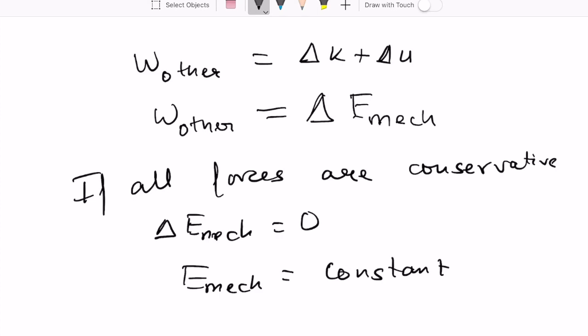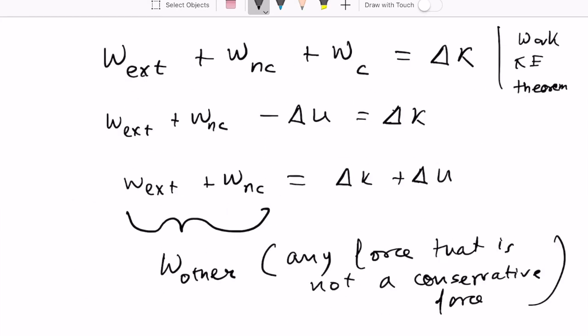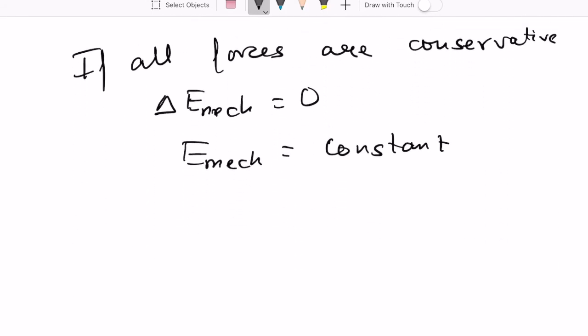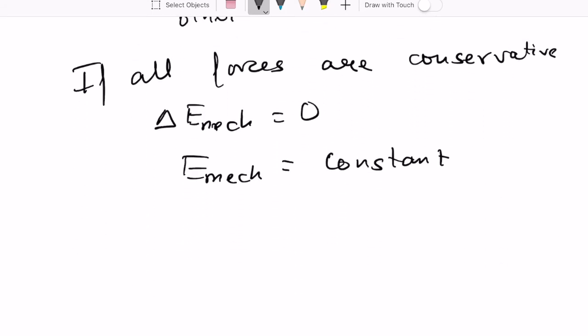In fact, that is the reason why gravity and spring force are called conservative forces. They conserve a certain quantity, which is called the mechanical energy of the system, right? So the mechanical energy of a system is only affected by forces which are not conservative, like the external forces and the non-conservative forces. All right.